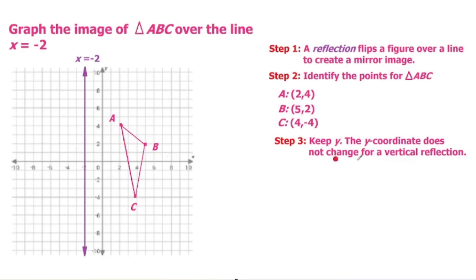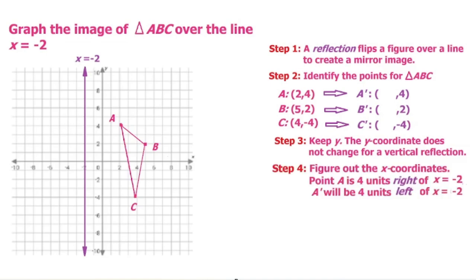So what we have to do is we keep the y. The y coordinate does not change for a vertical reflection. Okay, just keep that in mind. So for a vertical reflection, which is what we have, y doesn't change. So let's write our new points with the y's the same: 4, 2, -4. Now we just need to figure out the x coordinates.